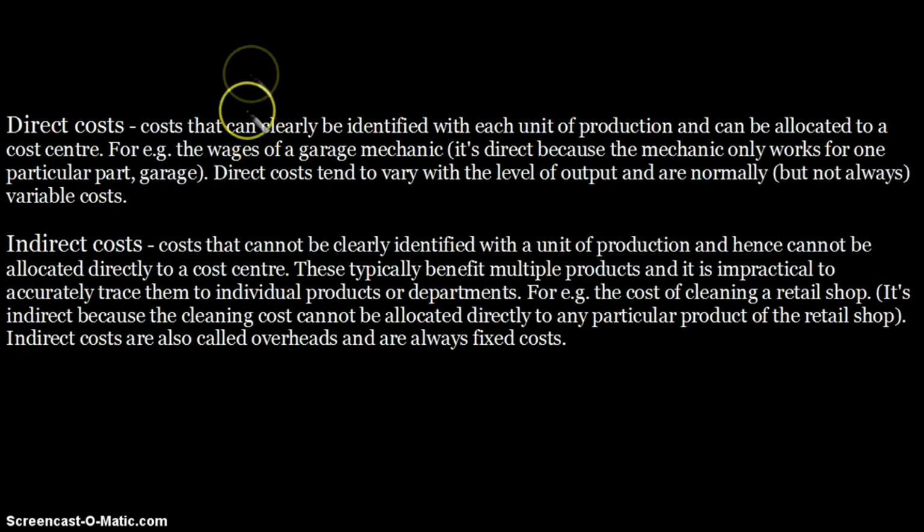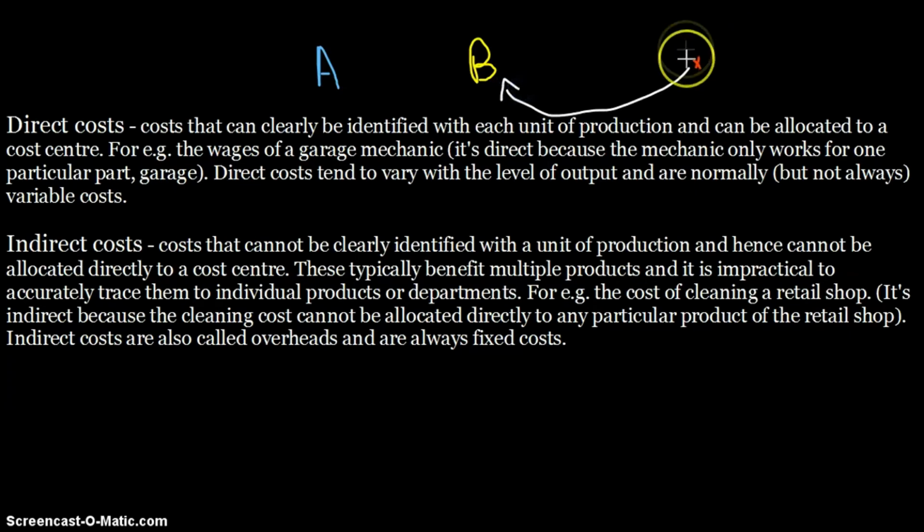So let's say you have factory A and factory B. I'll just write that down. Factory A, and we have a factory B. So we know that we are producing this product X. This product X is being produced in factory B. So whatever the cost will be of this product, it will be allocated to this particular factory.